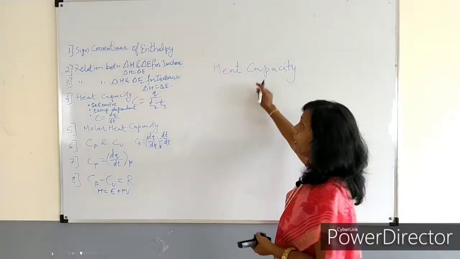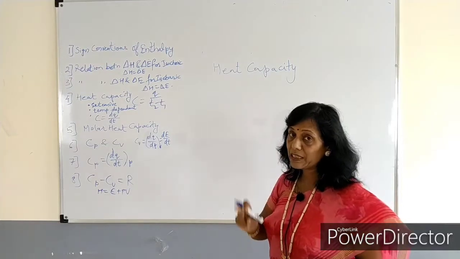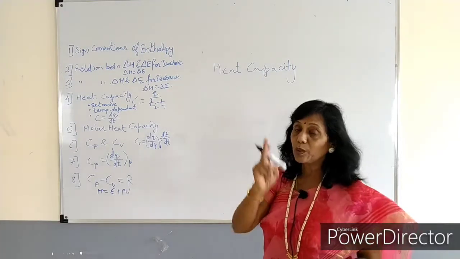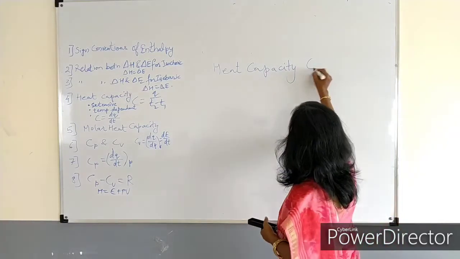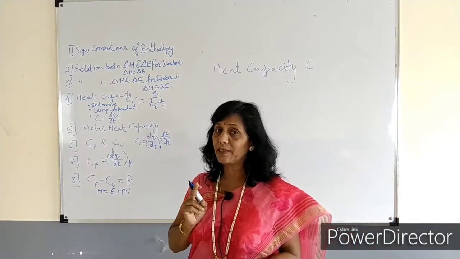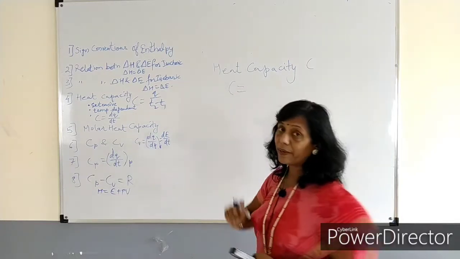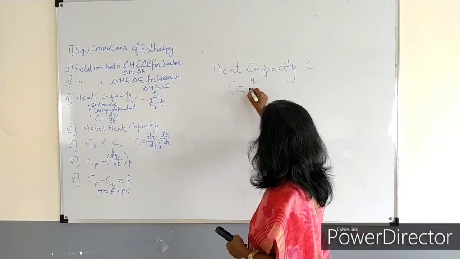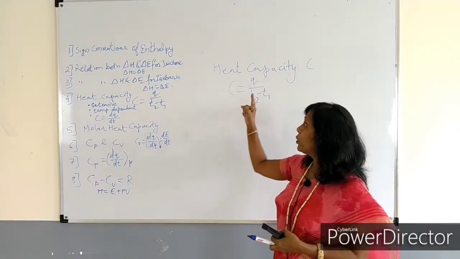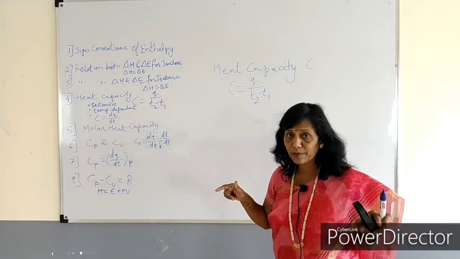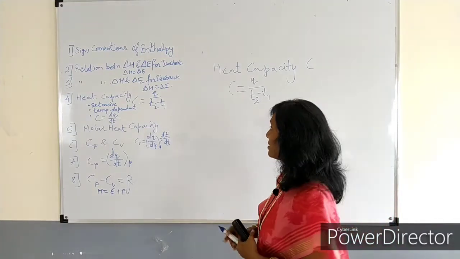Clear? So heat capacity is the amount of heat required in calories to raise the temperature through 1 degree centigrade, isn't it? It is denoted by capital C, right? So heat capacity is denoted by capital C. Now, heat capacity we can mathematically express as Q upon T2 minus T1, where T2 is the temperature of the final state of the system and T1 is the temperature of the initial state of the system.